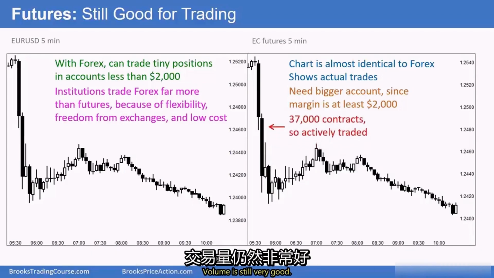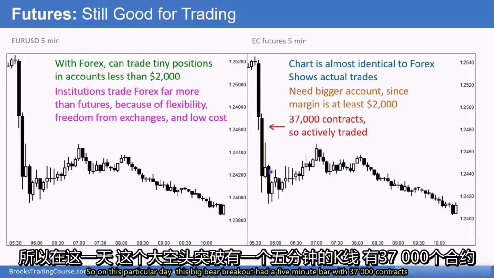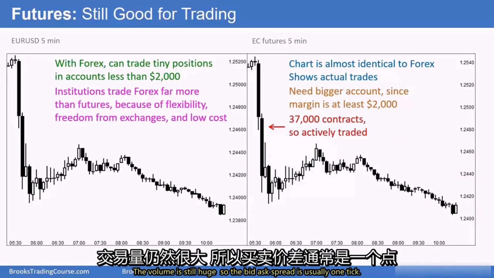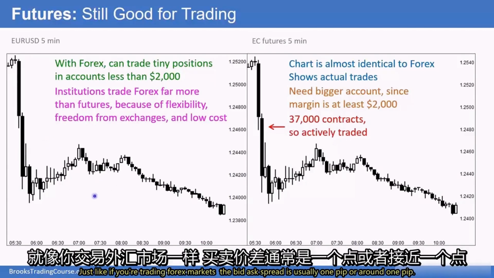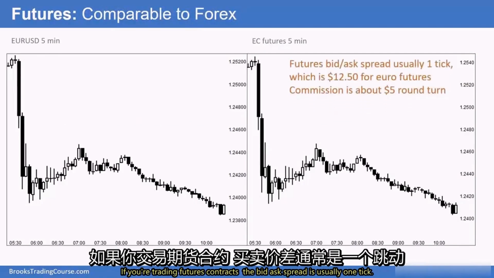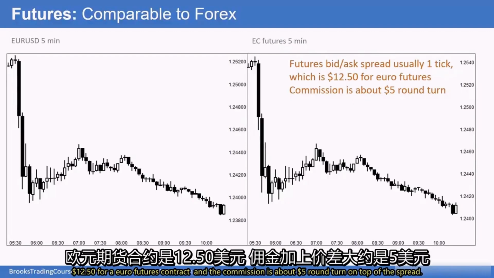Volume is still very good. So in this particular day, this big bear breakout had a 5-minute bar with 37,000 contracts, which is huge volume. It's not like futures have such thin volume that you should not trade them. The volume is still huge, so the bid-ask spread is usually one tick. Just like if you're trading Forex markets, the bid-ask spread is usually 1 pip or around 1 pip. If you're trading futures contracts, the bid-ask spread is usually 1 tick, $12.50 for a Euro futures contract, and the commission is about $5 round turn on top of the spread.